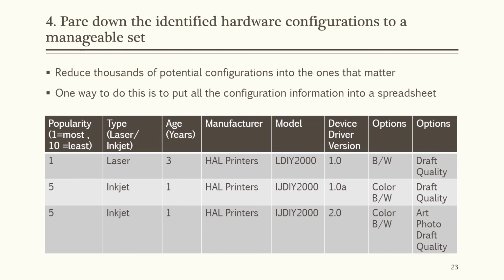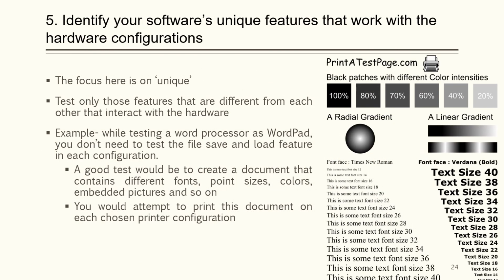Based on the information, you might decide that you want to test only the most popular printers or the ones that are less than 5 years old. On the basis of the type of information, you might decide to test 75% lasers and 25% inkjet printers. Similarly, you can make decisions based on any information category of the device.